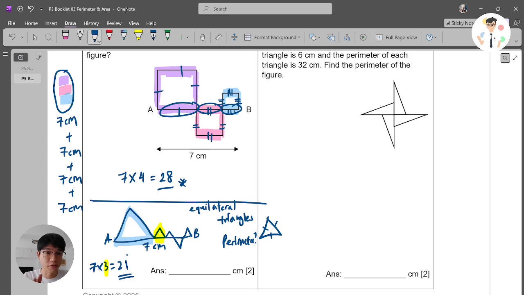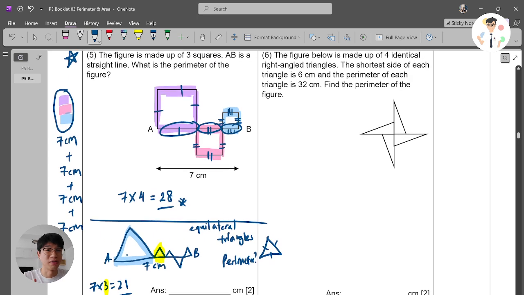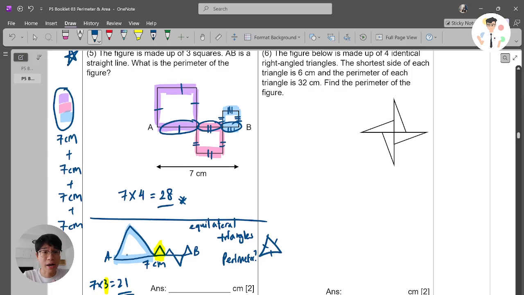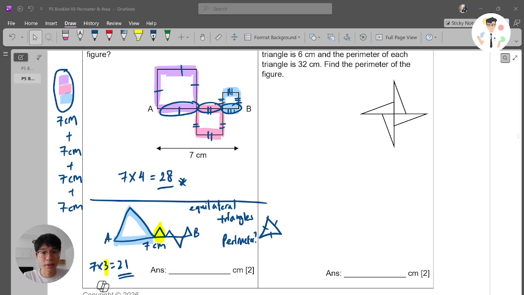And this is actually very important because this is a very common parameter question. Okay? So I hope you really learned something, and please do take note of this question.